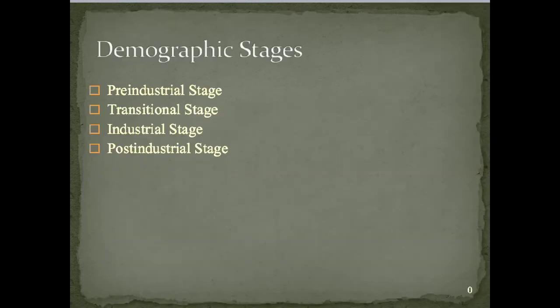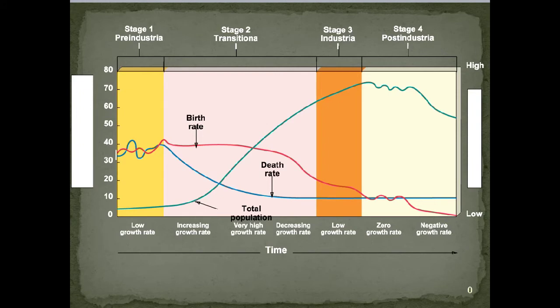We have these different demographic stages that a population will go through: pre-industrial, transitional, industrial, and post-industrial. Here we can see the pre-industrial stage, transitional stage, and industrial and post-industrial. And I know in your practice AP exam there was a question about this. Looking here at the pre-industrial, birth and death rates tend to be equal. But when you get into that transitional stage, birth rates tend to stay the same, but death rates decrease.